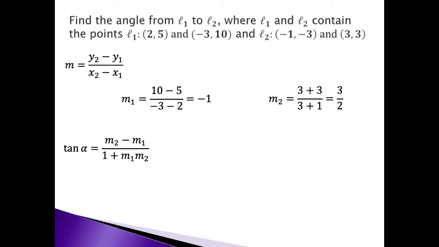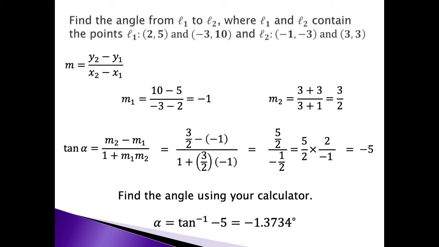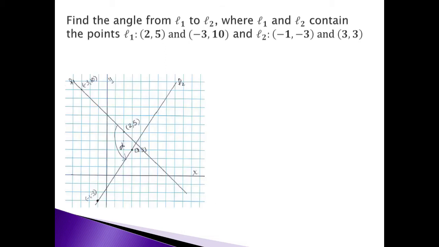So our tangent alpha, m2 minus m1 over 1 plus m1 times m2, when we simplify that, we have 3/2 minus -1, which is 3/2 plus 1, over 1 plus 3/2 times -1, so that's 1 minus 3/2. So we end up with 5/2 over -1/2, which reduces to -5. So we find the tangent of alpha equals -5. So using our calculator, we find that alpha equals the tangent inverse of -5, which is -1.3734 degrees. Well, when we draw our lines, that's what we get.